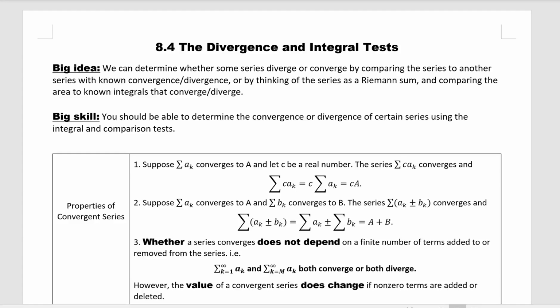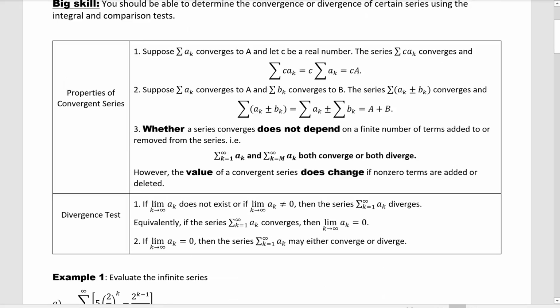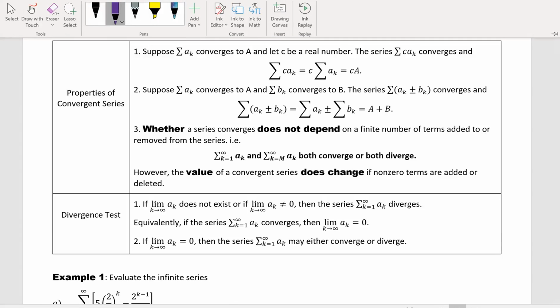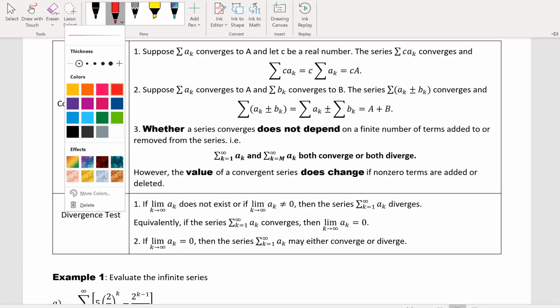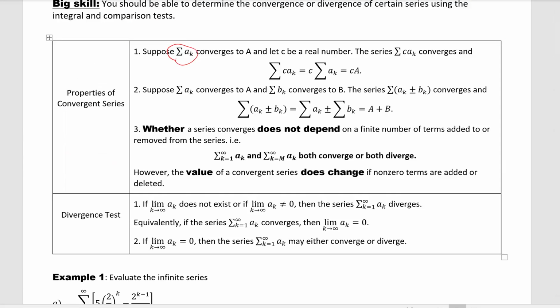Okay, so here let's look at some properties of series. Suppose the series sum of a sub k converges to A, and let c be a real number, then the series sum of c times a sub k also converges. And we know the property of the sum. We can put the constant multiple in front. So that's why this series also converges to c times A.